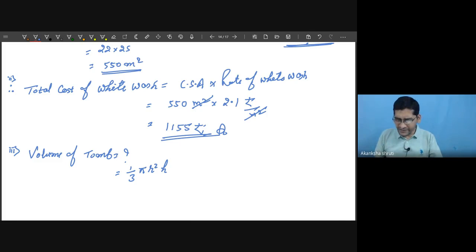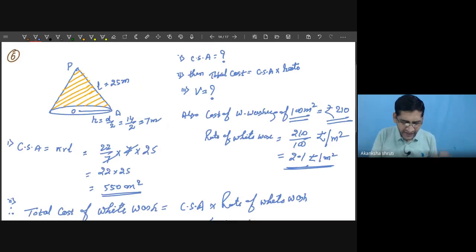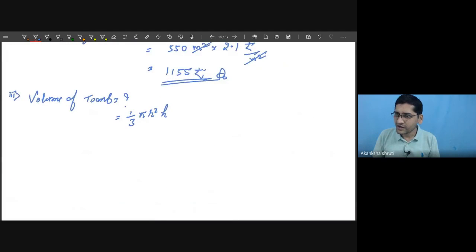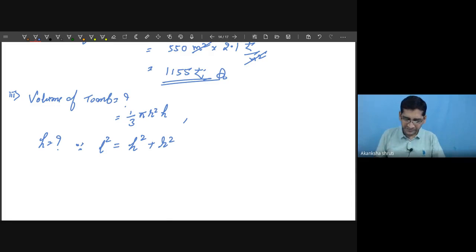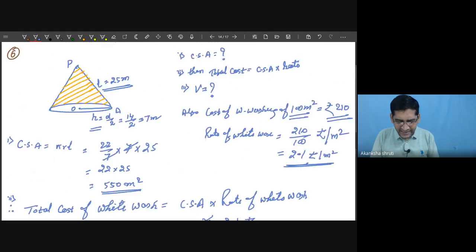But are we given h here? Observe carefully. We are given the slant length l and radius r. But we need h. So first we need to calculate h, then we have to substitute. Since l square is equal to h square plus r square, or r square plus h square, you may write. This l is already given here. l is our slant length, students.